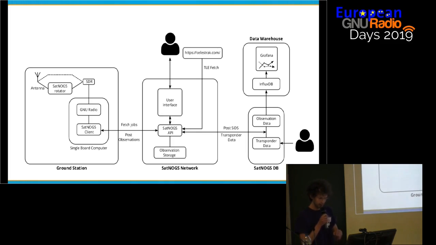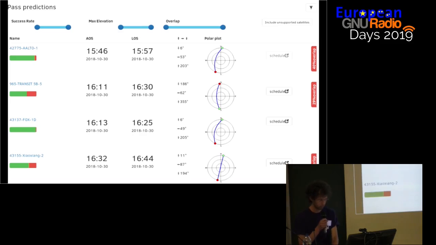On the other hand, the database holds all the data from the observations and also all the transponder data, because it's very important to have a database with the frequency and the modulation of every satellite. And we also have a data warehouse, and we can do a graphical analysis of the observation data.